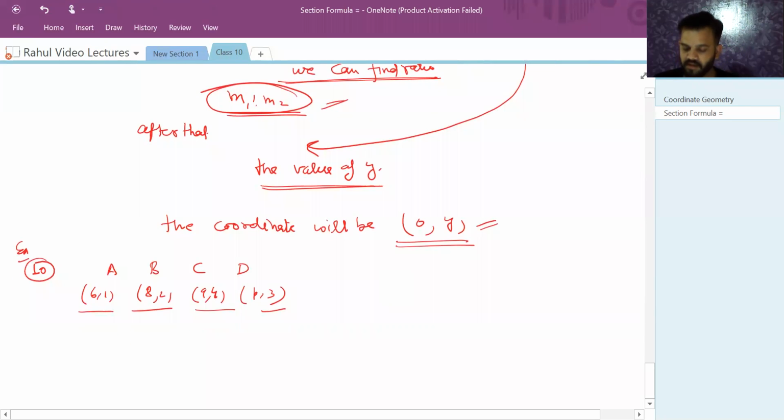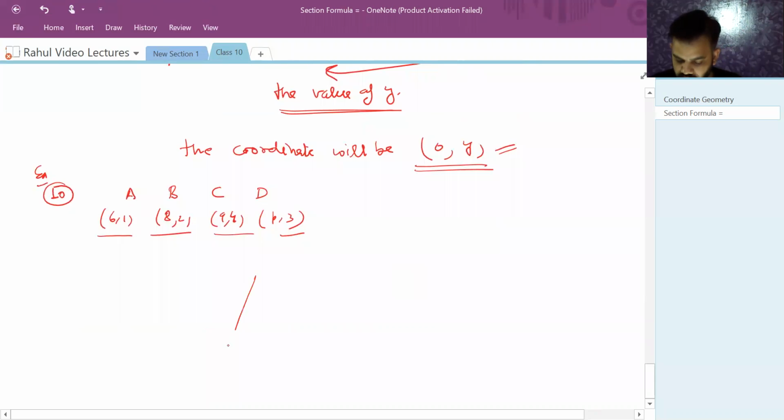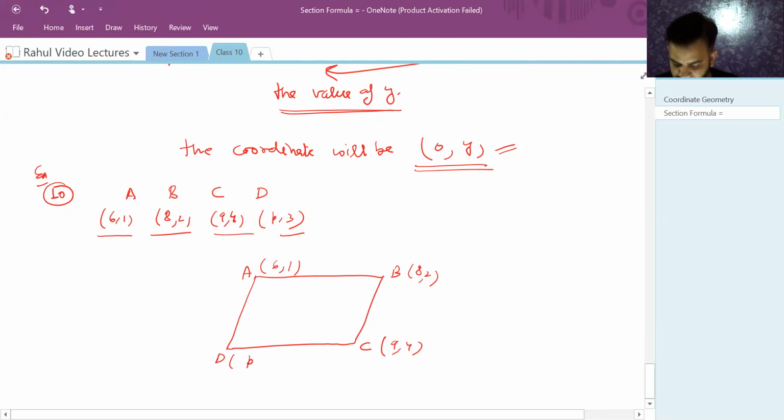And these are the points of a parallelogram, right? Parallelogram means opposite sides should be equal. This is your parallelogram A, B, C, and D. And we know A (6, 1), B (8, 2), C (9, 4), and D (P, 3). And we know that the diagonals bisect each other.